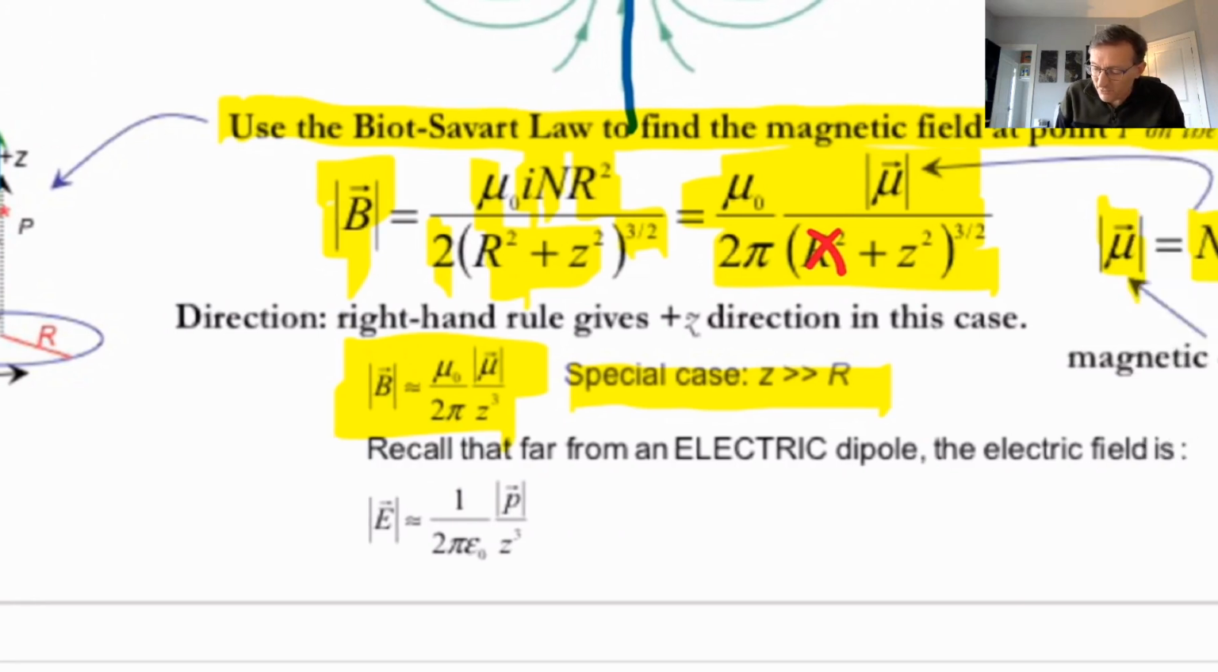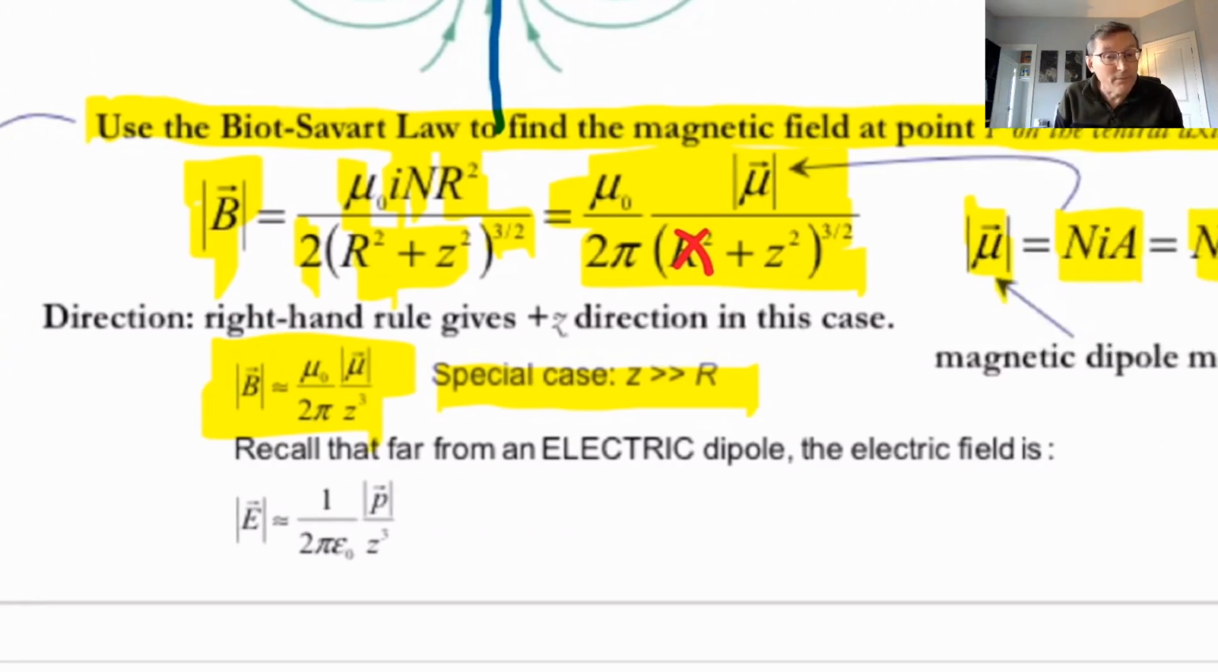If that seems odd, I'll just point out, we've seen that behavior before. In the electric case, when we had an electric dipole with the dipole moment P along the z-axis, and we're at a point P that's very far away from the center of the dipole, the electric field is then P magnitude over 2 pi epsilon 0 Z cubed. So the magnetic field far away from either an electric dipole or a magnetic dipole goes like 1 over distance cubed.